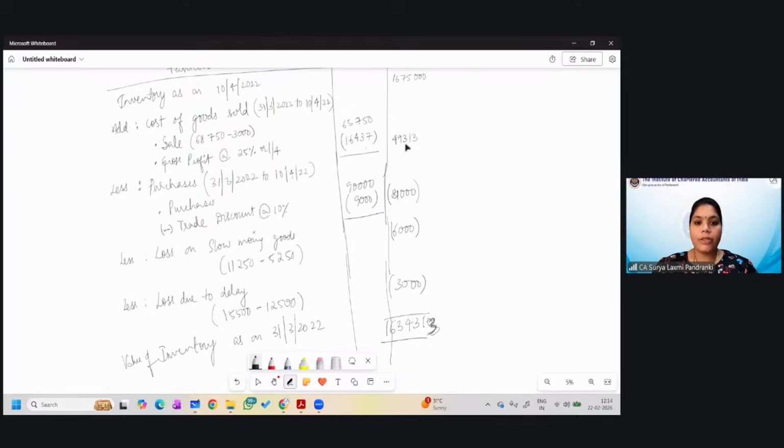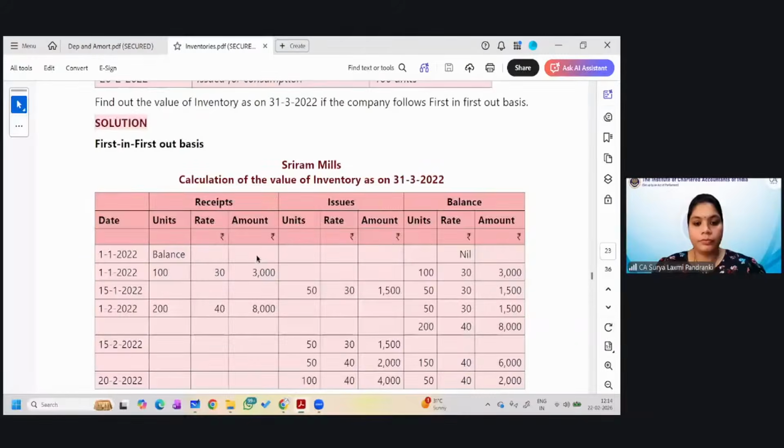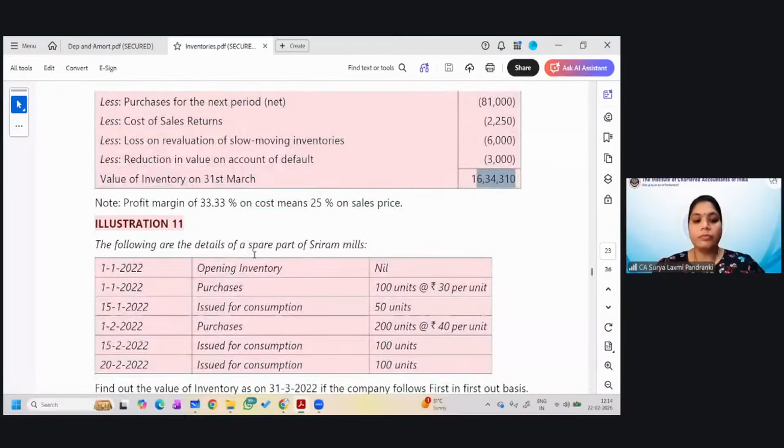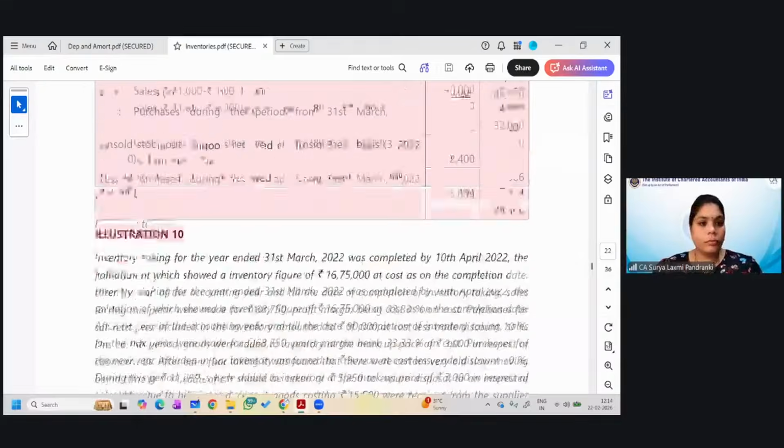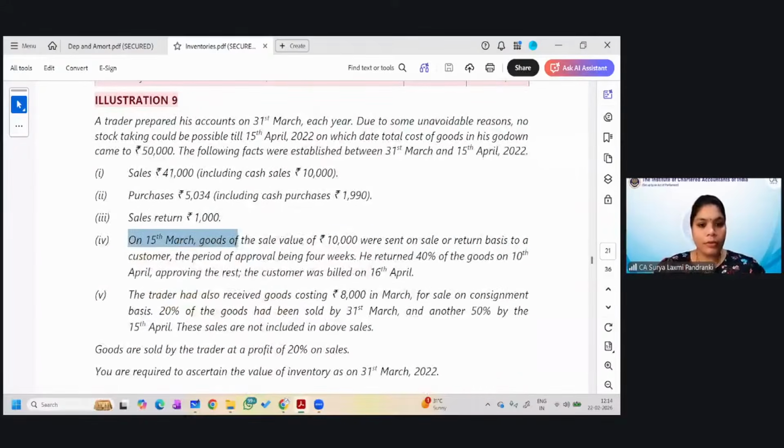Rashi, you have a question? Yes, Rashi. Yes, ma'am. Tell me. Ma'am, illustration 9, the point 4, it is a bit confusing. Can you please explain it once more? Illustration 9. Yes, 9, ma'am. Which one? Fourth one? Yes, ma'am.